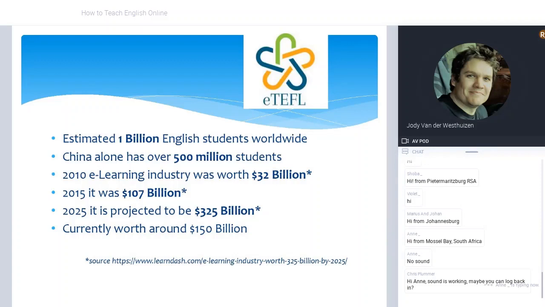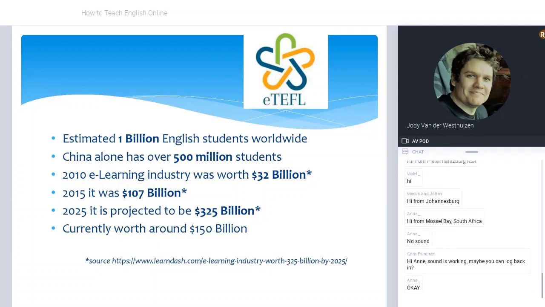5 years later, it had almost tripled to 107, and by 2025, it's projected to be a $325 billion industry, currently worth around 150 billion. One of the biggest companies I know of is VIP Kid. You may have heard of them if you've been researching online schools. They're probably the most popular, the biggest name in the industry, and that company alone is valued at around $4 billion. So it's a big industry. There are hundreds of millions of students, and the market is just growing and growing and growing.